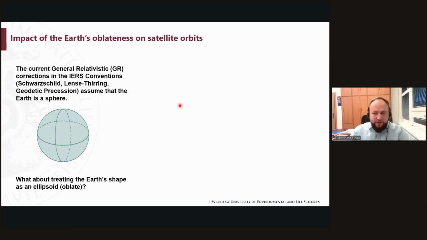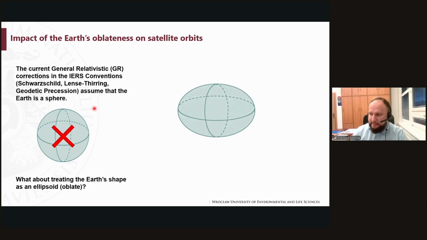So my talk will be about the orbital corrections related to general relativity that are currently included in the IERS conventions. So currently we have 3 corrections that are included: the Schwarzschild, Lense-Thirring, and geodetic precession, or the de Sitter effect. But they all assume that the Earth is a sphere. We know that this is not the case.